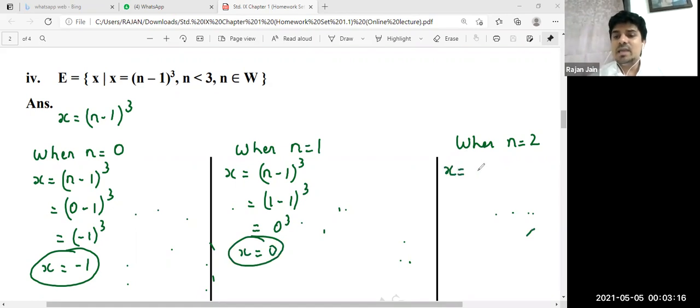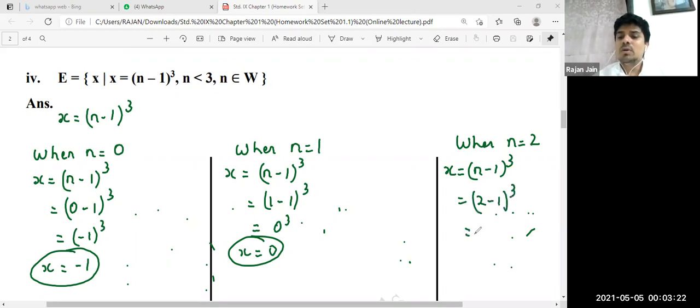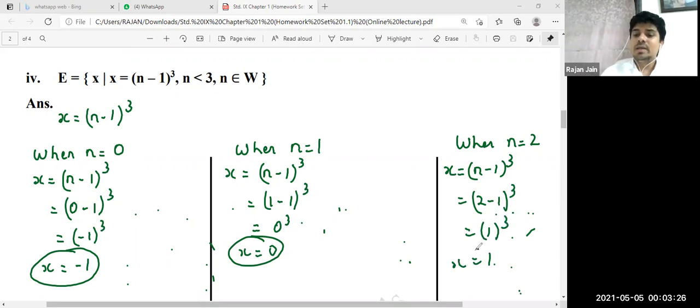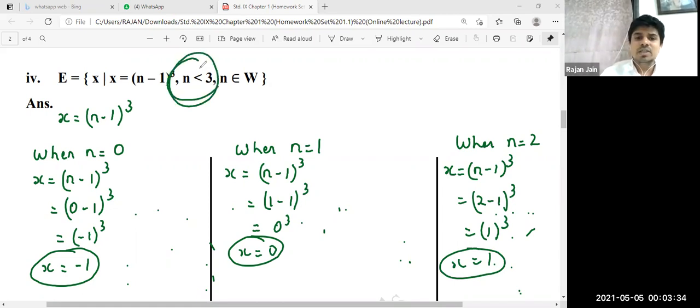And when n is equal to 2, n minus 1 the whole cube, 2 minus 1 the whole cube, which will be 1 cube, and my answer will be equal to 1. This is the third value of x. Why didn't I take n equal to 3 after this? Because the condition is given that n should be less than or equal to 3.